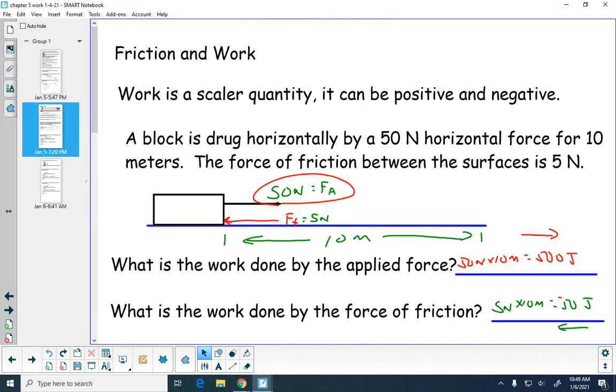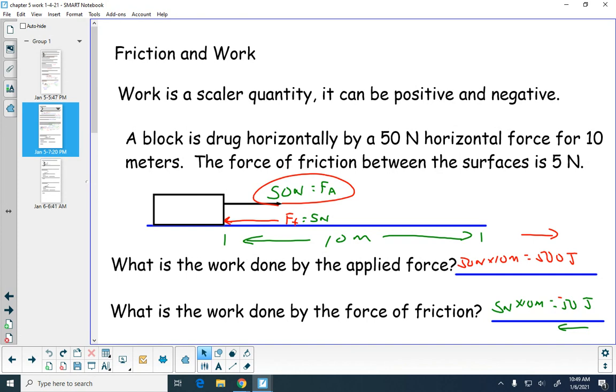Let's see. We started talking about friction. Friction can do work. What friction does is it dissipates the efficiency of an object. When we talk about efficiency, it's work output over work input. What happens with our work output is it gets dissipated because of friction, and that makes whatever we're dealing with less efficient.